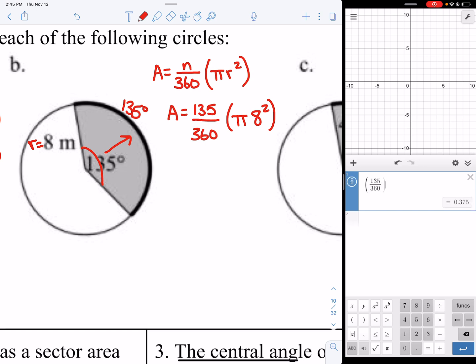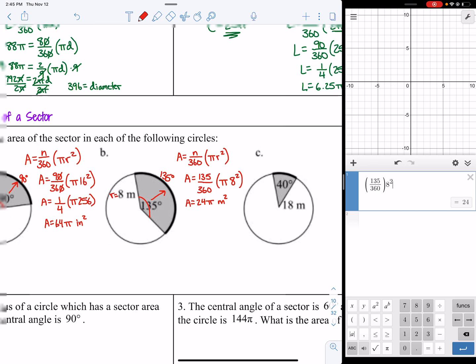But then I'm also going to type in the 8 squared. So I'm leaving it in terms of pi. Notice I did not type in the pi. I typed in everything else. So I've got to write pi as part of the answer. So it'll be 24 pi meters squared.